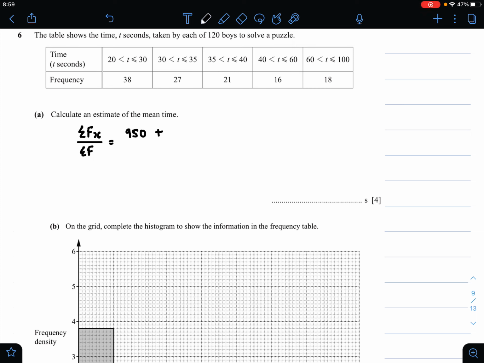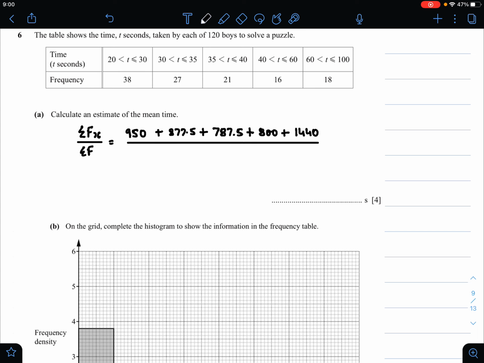So 27 multiplied by 32.5 is equal to 877.5, plus 35 to 40, the center value is 37.5 multiplied by 21, which is equal to 787.5, plus 40 to 60 is 100, divided by 2 is 50, so 50 multiplied by 16 is 800, and 60 to 100, so 60 plus 100 is 160, divided by 2 is 80, so 80 multiplied by 18 is equal to 1440.